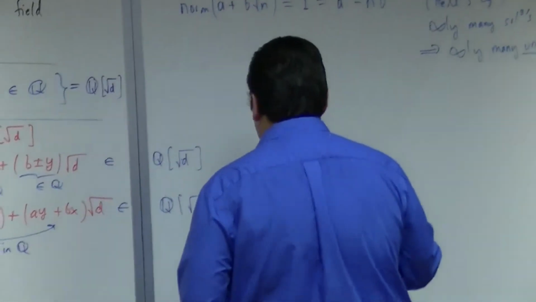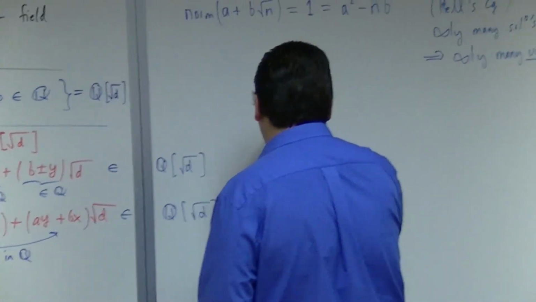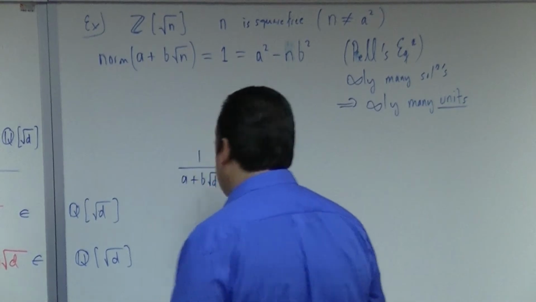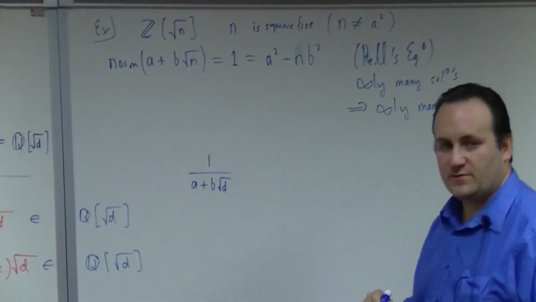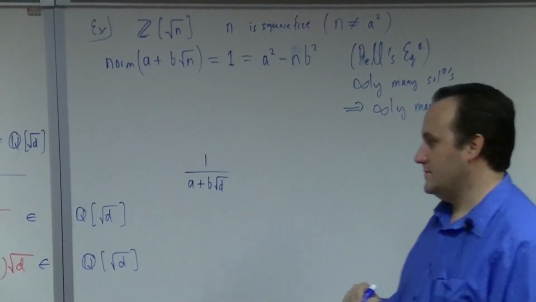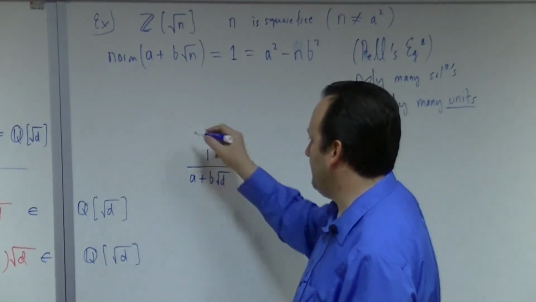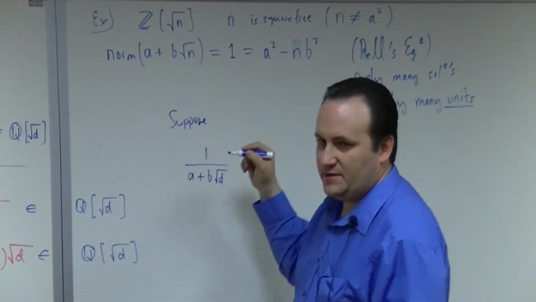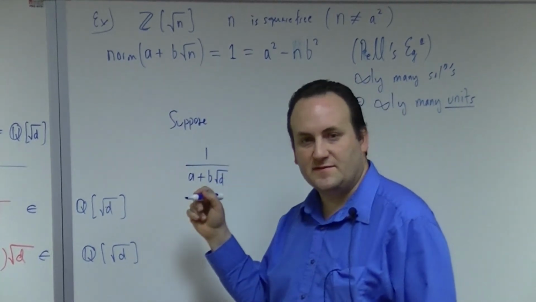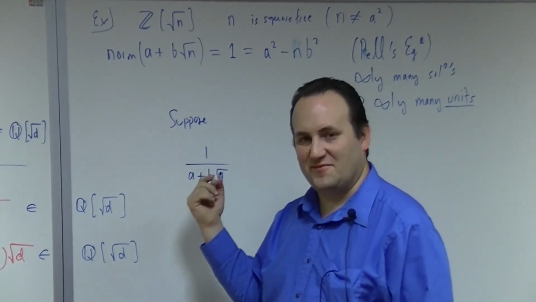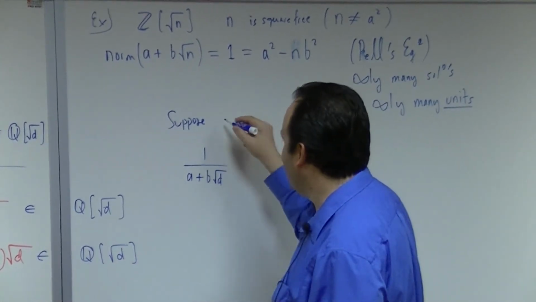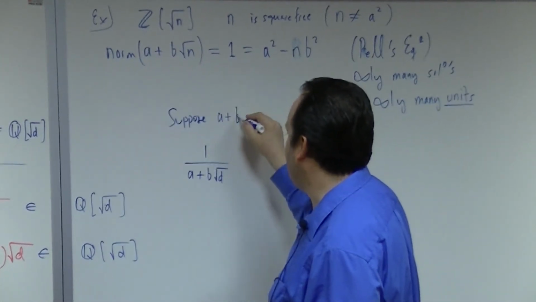Or let's say 1 over a plus b square root of d. So what can you do? Assuming this is non-zero, remember, in a field we don't have to show 0 has a multiplicative inverse. It's not part of being a field. So we suppose that we're looking at a non-zero element.